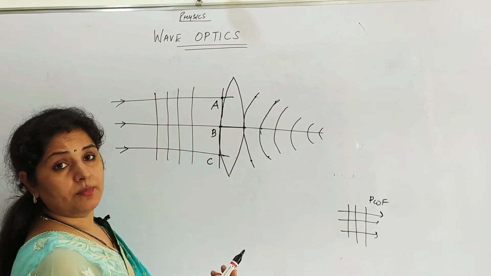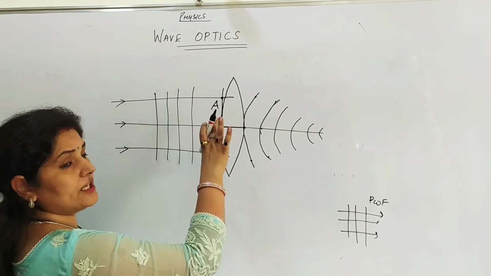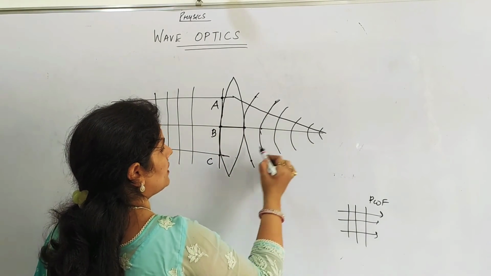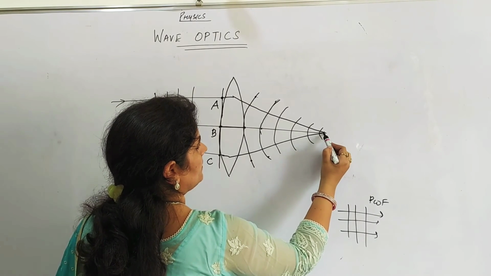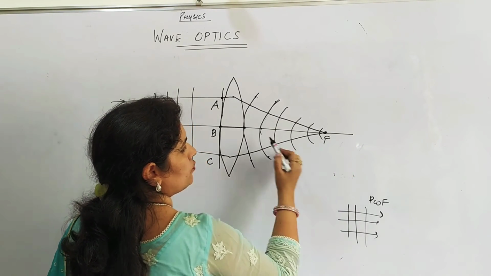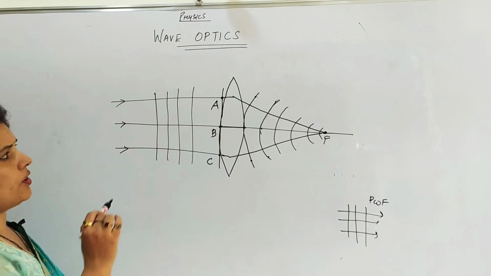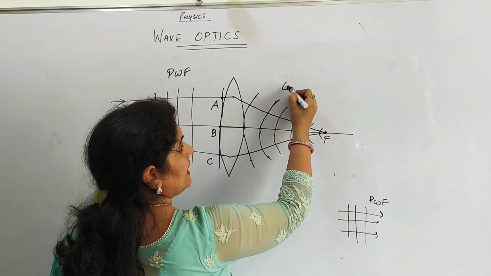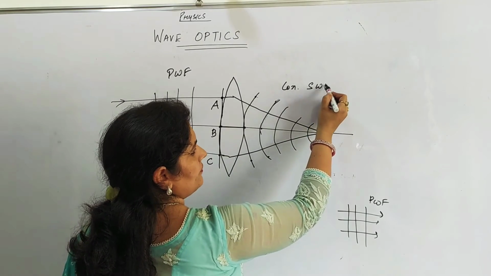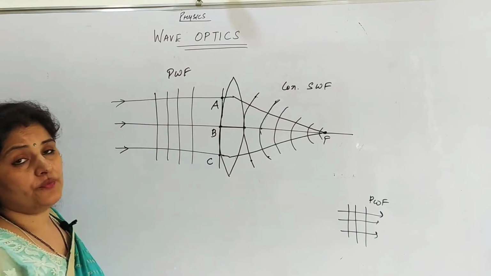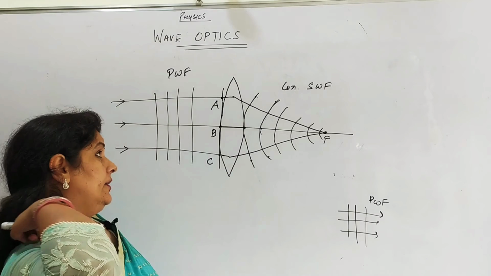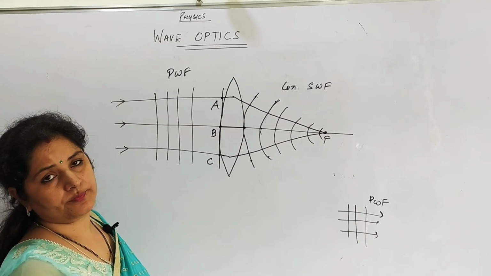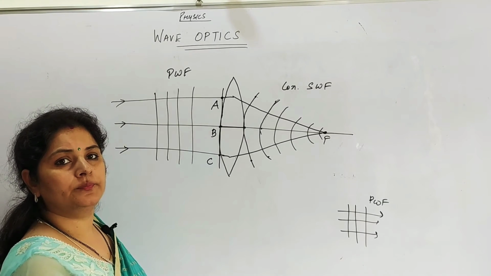So that is what the diagram tells us in 10th also. Parallel set of rays are coming, where will they converge? They will converge on focus. What kind of wavefront is formed? Here the incident wavefront was a plane wavefront. Here it is a converging spherical wavefront. So whenever a plane wavefront enters a lens, it forms a converging spherical wavefront after refraction. I hope it is clear.